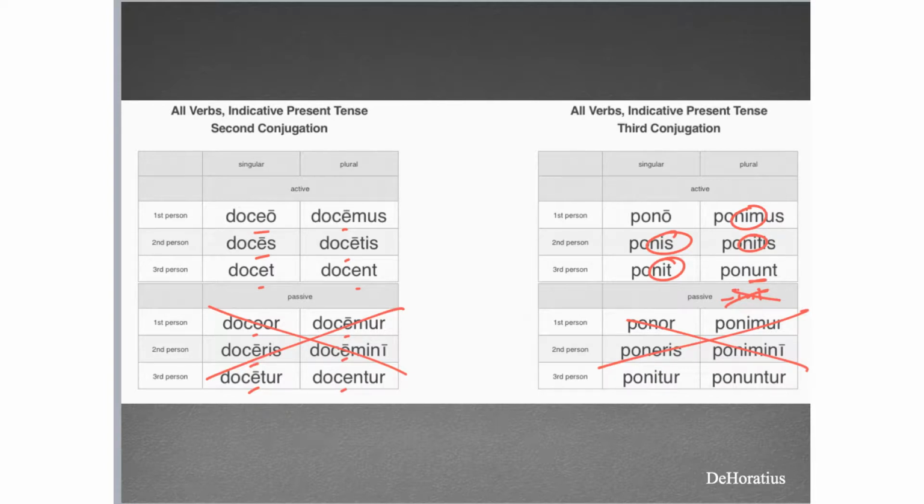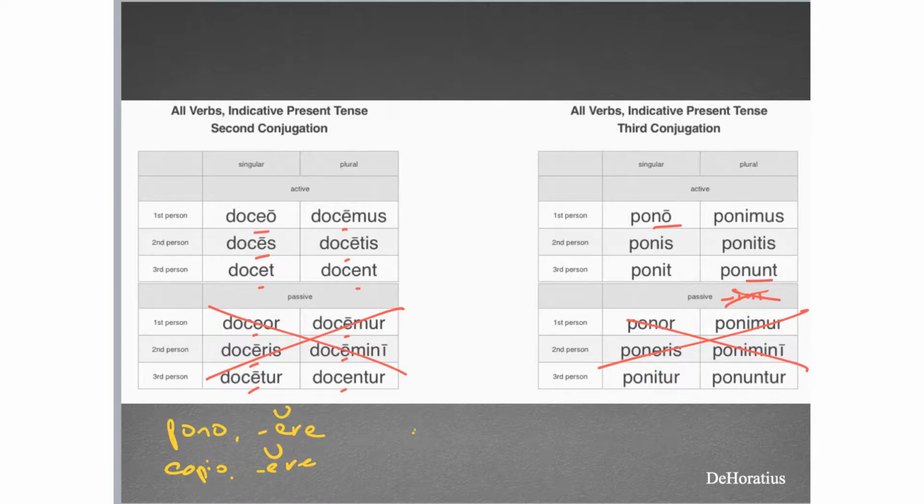All right, so the third conjugation over here on the right, pono, ponere. Just get rid of those so we can see them. There we go. You can see that there's no IO right there, and there's no IO there either. So third IO and fourth are going to use an I in the present tense. Fourth because it uses an I in the second principal part. Third and third IO because the E is short. So if I say pono, ponere, that is a short E. Capio, capere, that is a short E.